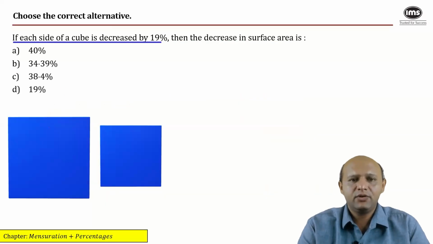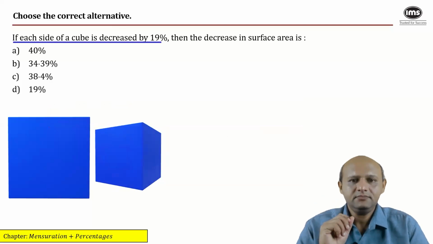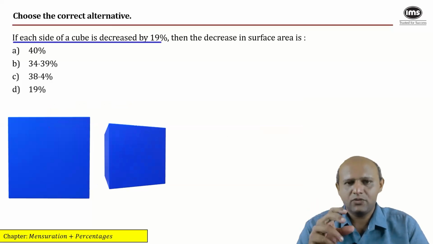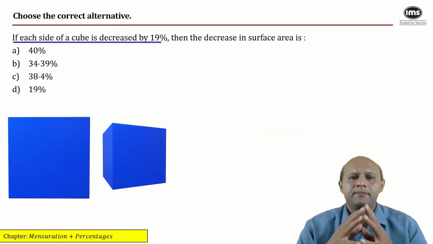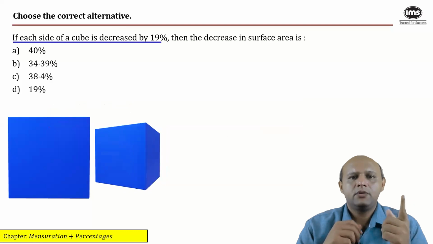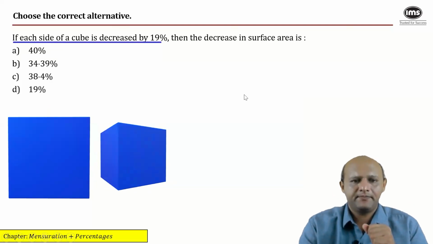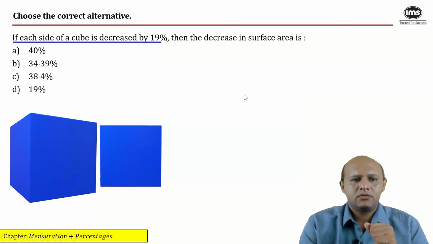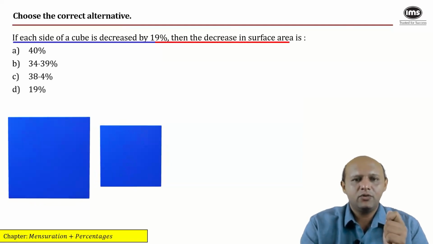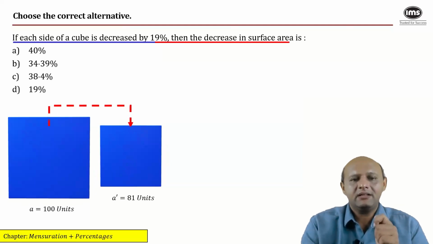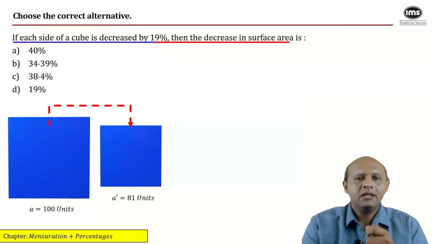So if each side is reduced by 19%, it being a cube, if you notice, all sides of the cube would be reduced by 19%. So basically, if you assume one side of the cube to be 100, by a 19% drop, it would mean that the changed value of the sides would be 81. So 100 each here, this would be 81.